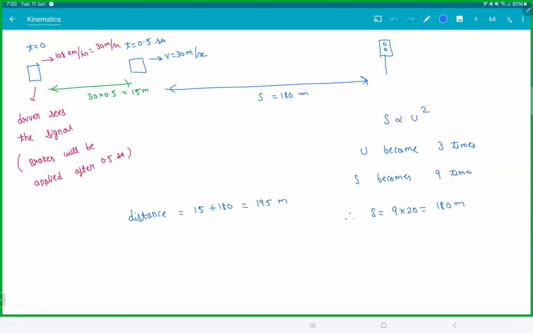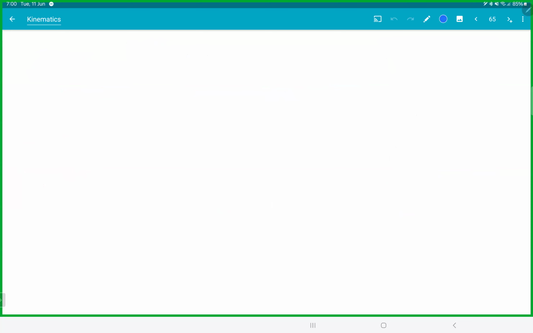This was the last thing that we were doing, the horizontal one. Next thing: motion in a vertical line. In the last class, we dealt with when things were going left and right. Motion in a vertical line.